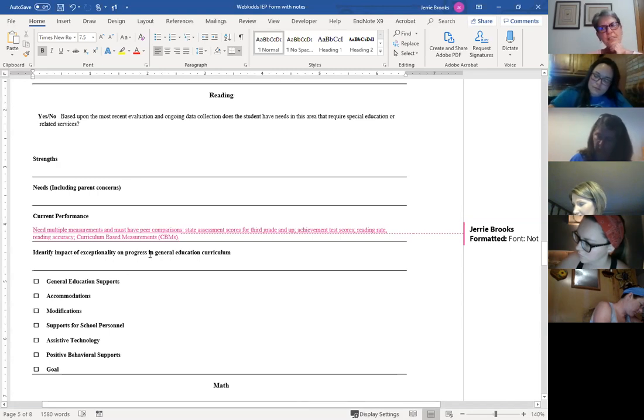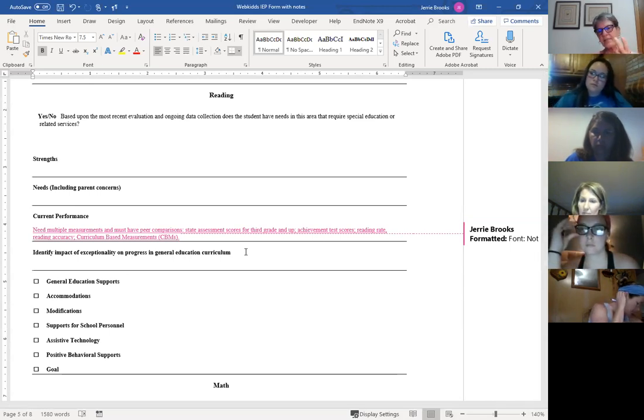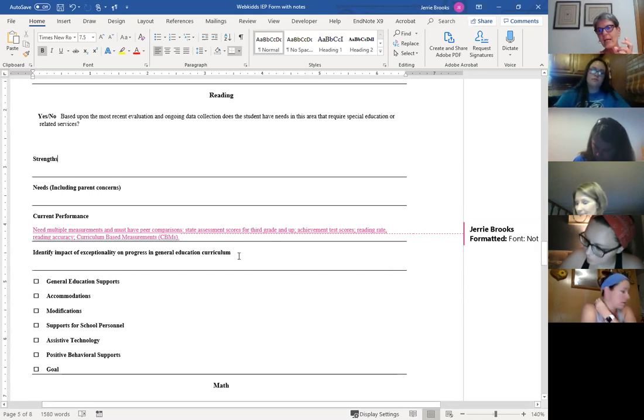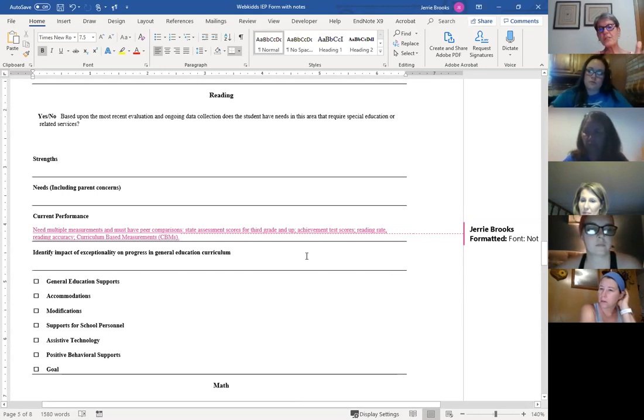So when you think about how the reading impacts their progress in the general curriculum? Well, if you're not a very good reader, it affects science, social studies, and reading or English. It can affect math as far as story problems, and as far as being able to read the directions. So how does it impact their education? It impacts it a lot. And maybe they cannot function independently during certain classes.